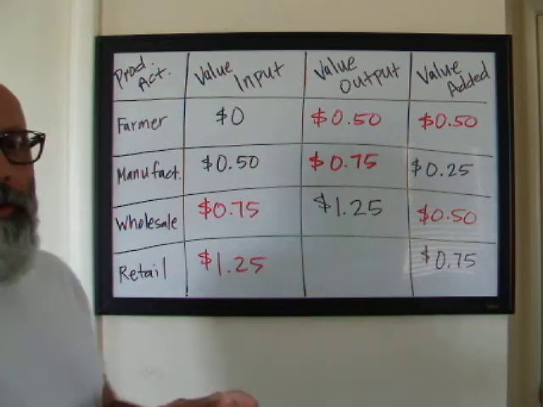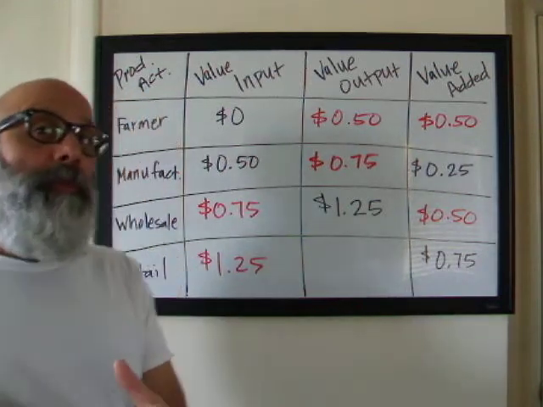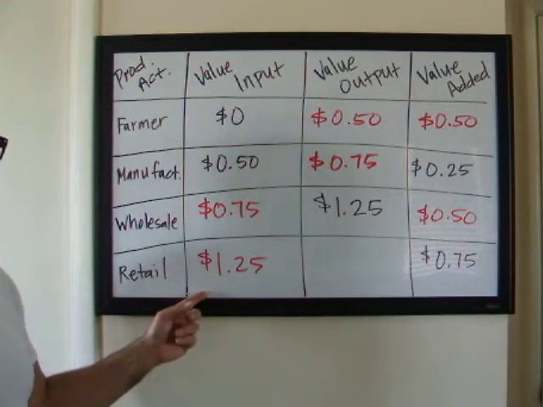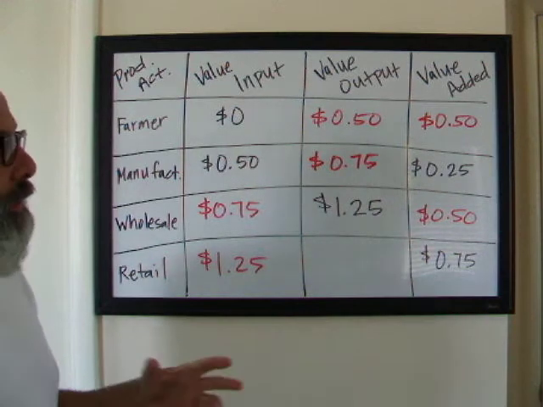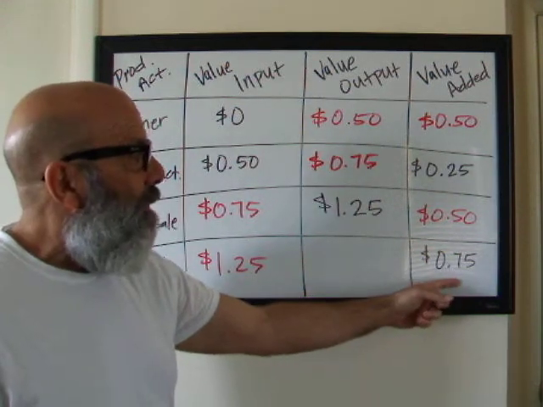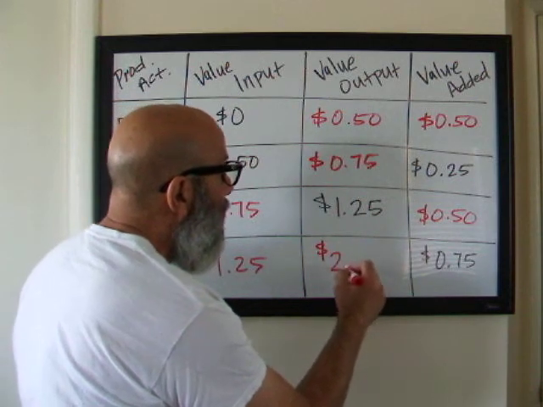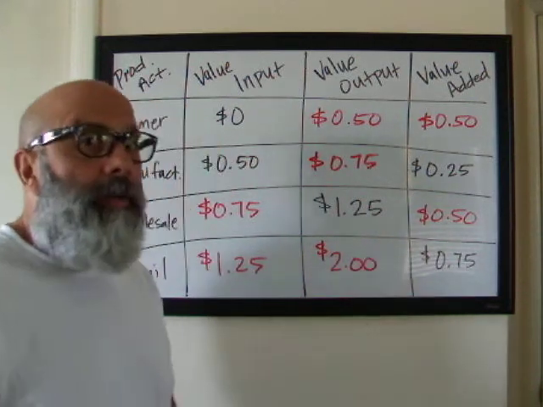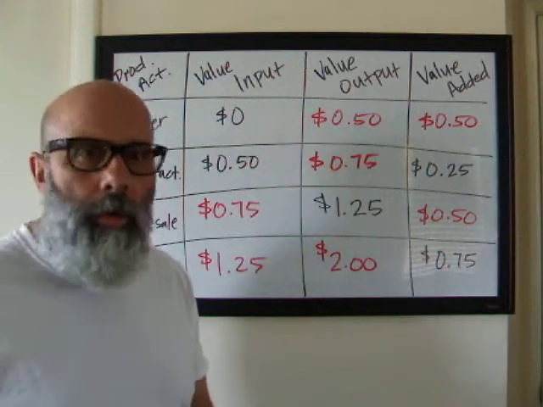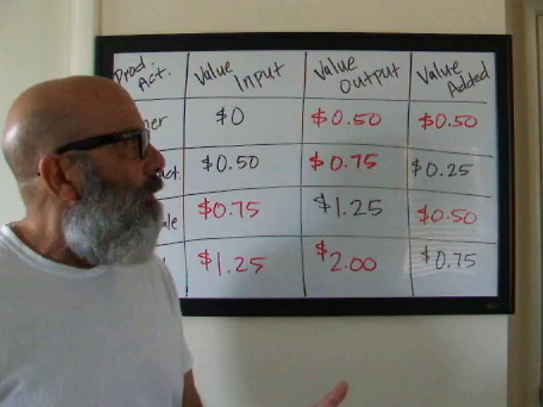So the retailer, the grocery store, is going to pay $1.25 for this avocado. So what does that tell us? If the value that's been added is 75 cents, it means that the ultimate purchaser is going to pay $2 for that avocado. That's kind of a pricey avocado, but we see avocados for $4 sometimes.